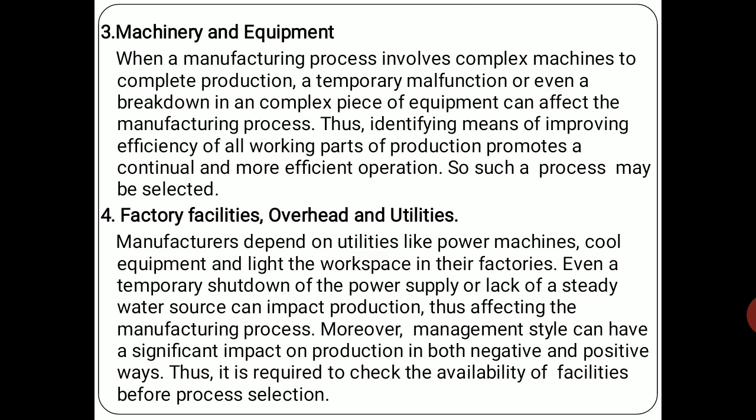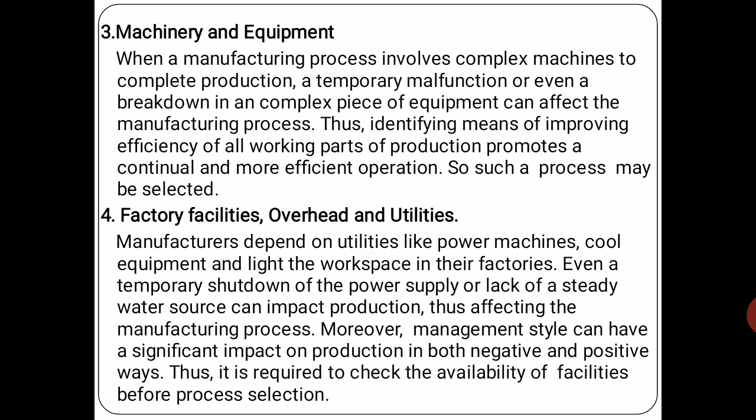Then comes the facilities of the factory, overheads and utilities. Manufacturers depend on the utilities like power, cooling equipment, lighting the workspace in their factories, etc. Even a temporary shutdown of the power supply or lack of steady water supply can impact the production, thus affecting the manufacturing processes. Naturally, many of the units highly depend on such kind of utilities, such kind of facilities, like provision of enough water, provision of the power supply.